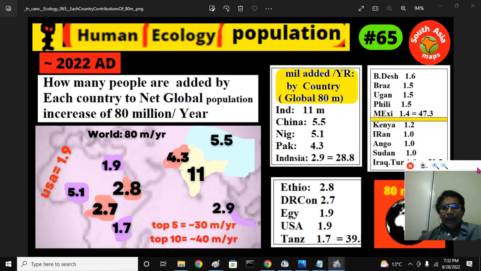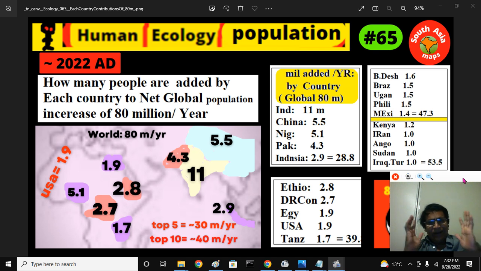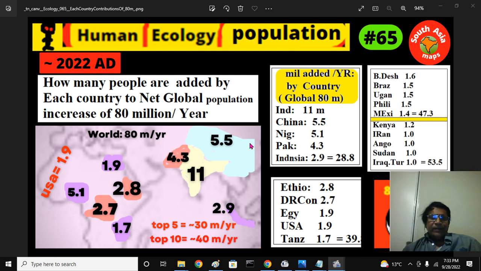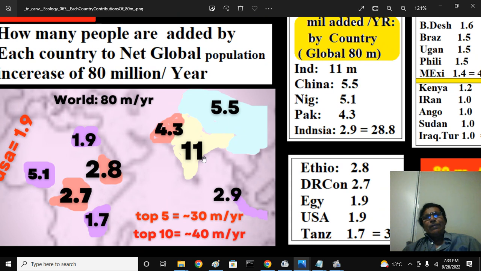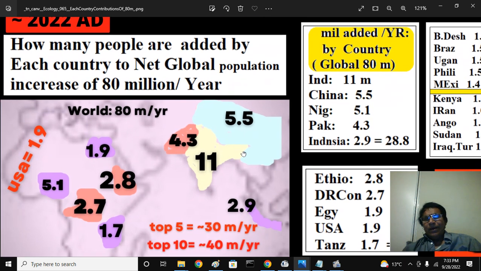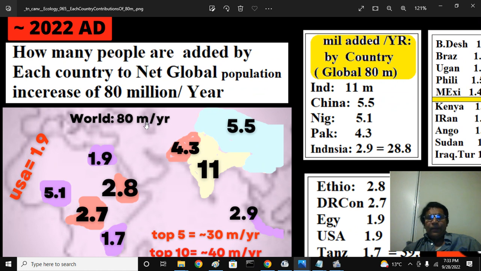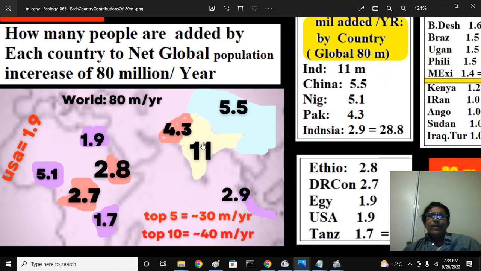What is the contribution of individual countries to this? We will not look at all of them, only the major contributors. Let's say this is the global map, and I am giving the important ones, very easy to remember intuitively. This is roundabout 2022 or so. The figures may vary a little bit, but overall they are the same, so you get a broader idea. Remember India: 11, more than 10. That is the contribution of India. India adds 11 million people out of 80 every year on planet Earth.